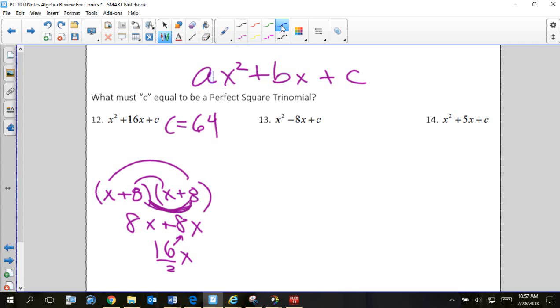So there is a formula. It is whatever's in the B spot. Take B, divide it by 2, and then square it. And that's what your C is.